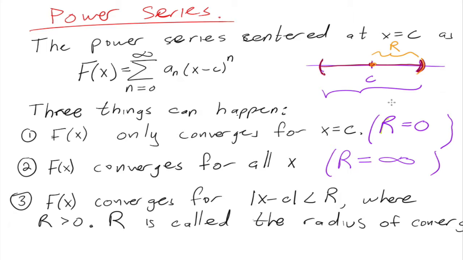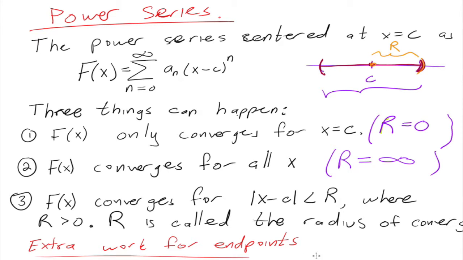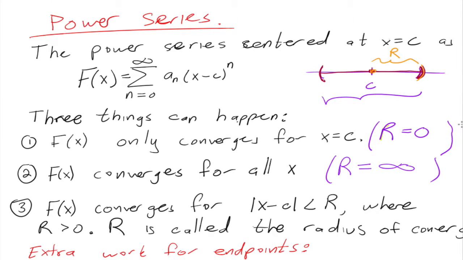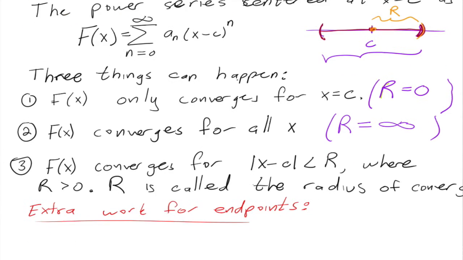So the answer to that question that you did not ask, so I forced you to ask it in some way, is that you have to do extra work for the endpoints. So you don't know. It might converge, it might not converge, so you just have to test each one individually and see what happens. Okay, so now the question is, how do you tell whether it converges? Well, let's do that with an example.